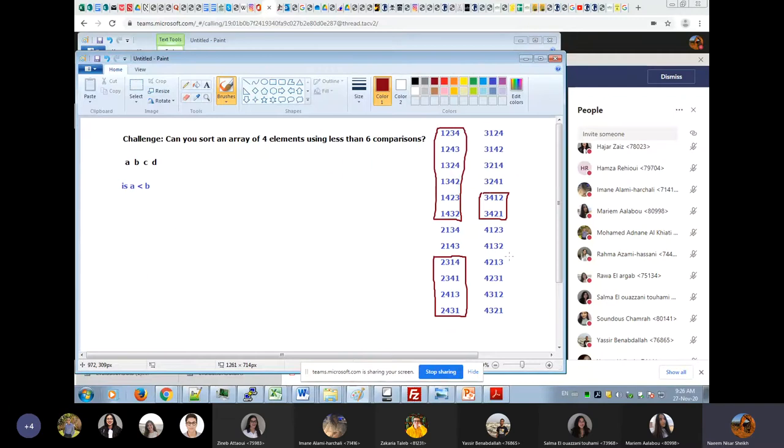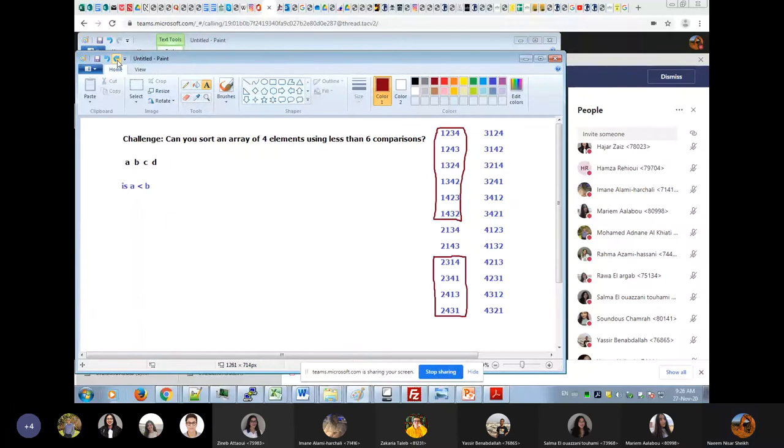24 possible inputs, possible ways that array could have been, 12 of them, 6 plus 4 plus 2, 12 of them have A less than B, and 12 of them have A bigger than B. So here it's equal. So for me right now, it doesn't matter. I'm going to say, actually, I shouldn't have done that.